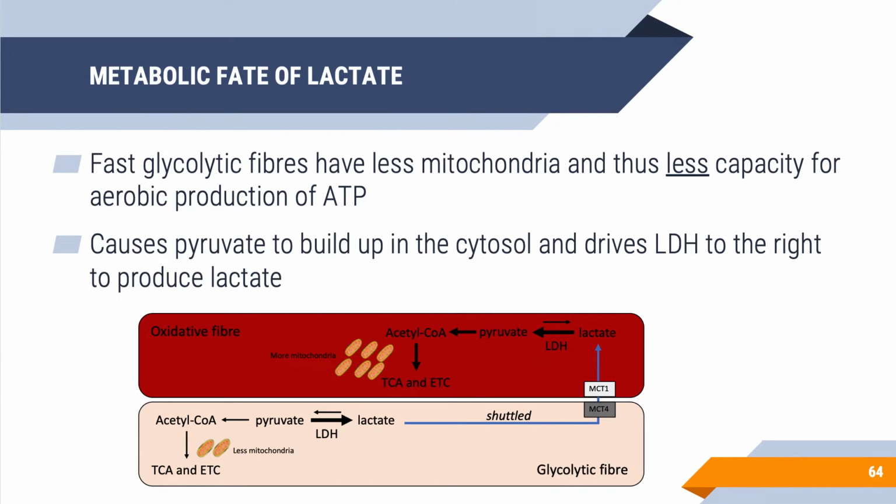Here in this light colored box at the bottom, we see that fast glycolytic fibers have less mitochondria and therefore a decreased capacity for aerobic production of ATP, meaning they have a decreased ability for pyruvate to be pushed to acetyl-CoA to go through the TCA cycle and the electron transport chain. Instead, pyruvate is converted through lactate dehydrogenase into lactate in these glycolytic fibers, and we then require a shuttling mechanism to convert this back into pyruvate at the oxidative fiber.